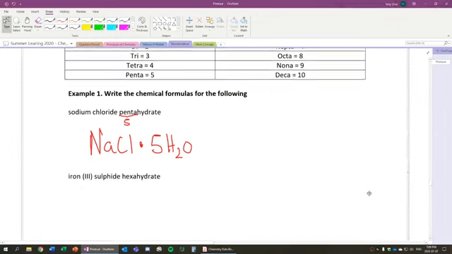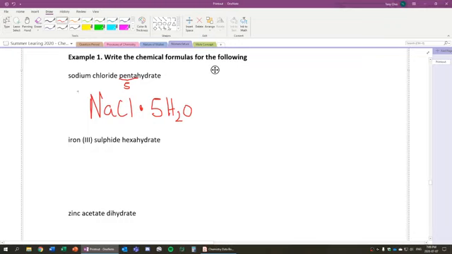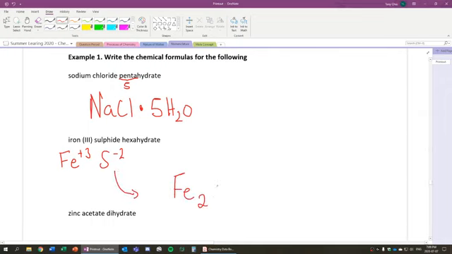Let's look at our next example. Iron 3 sulfide. For this one, we're going to find out what the subscripts will be, because we have iron plus 3, sulfur is minus 2. If you do all the math, find the LCM, you should get Fe2S3. Now it's hexahydrate. Hexahydrate means 6, so it's 6H2O.